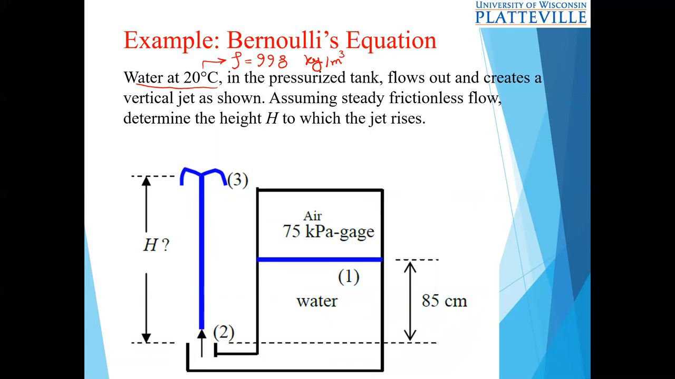So what else do we have? Assume a steady frictionless flow. So it means we can use Bernoulli's equation. Determine the height to which the jet rises. All right, so we want to know what this height is. So what do you think? How can we solve this problem?